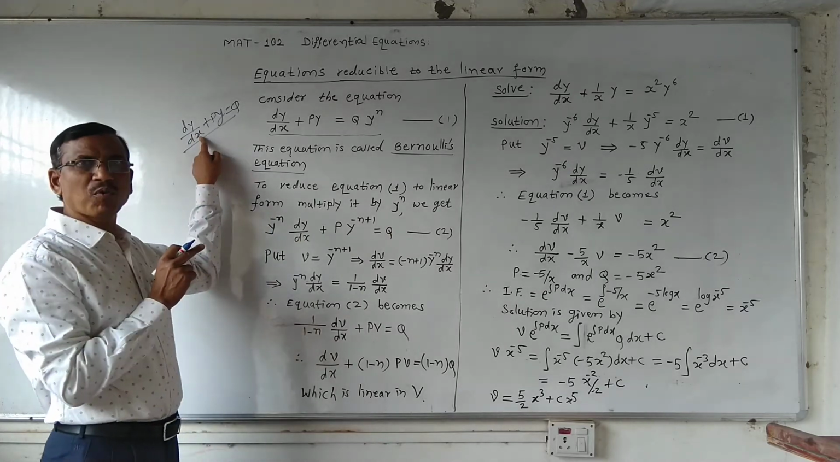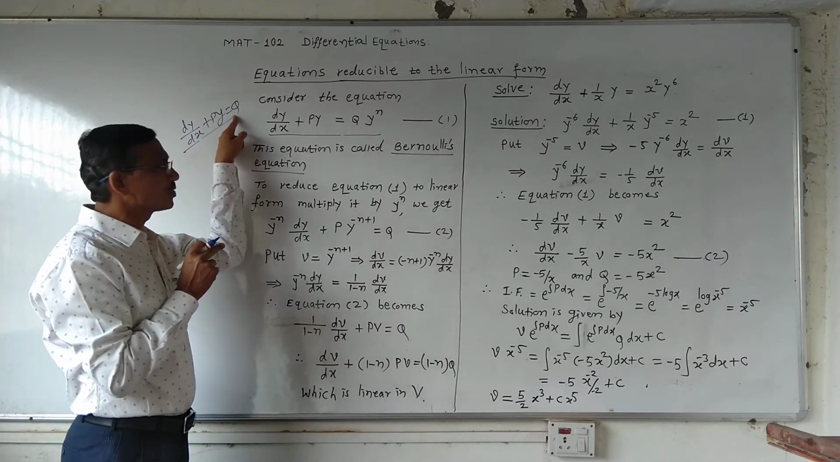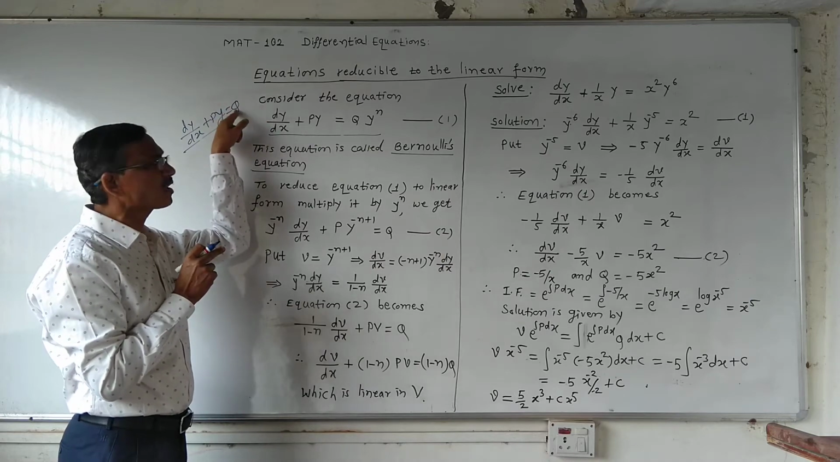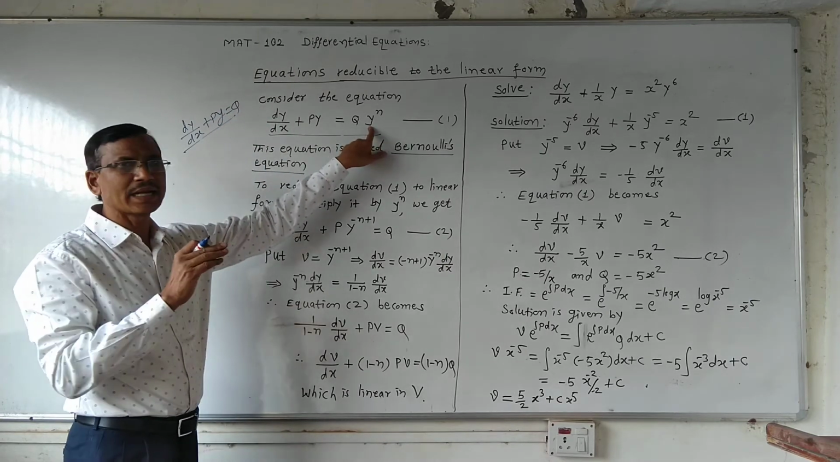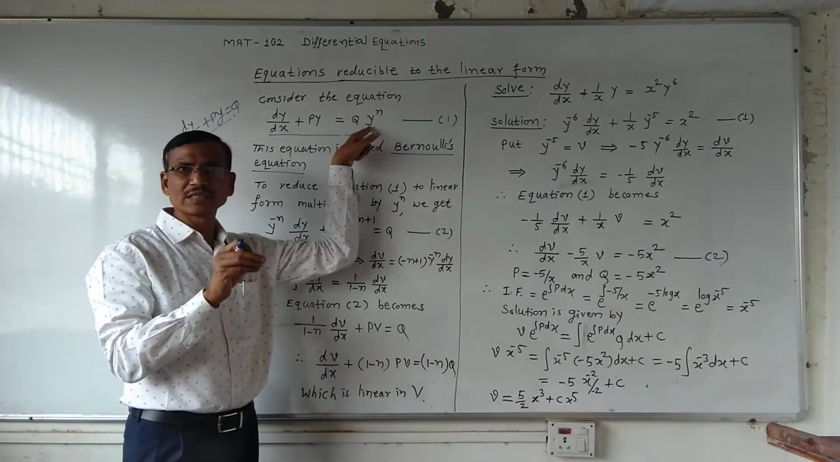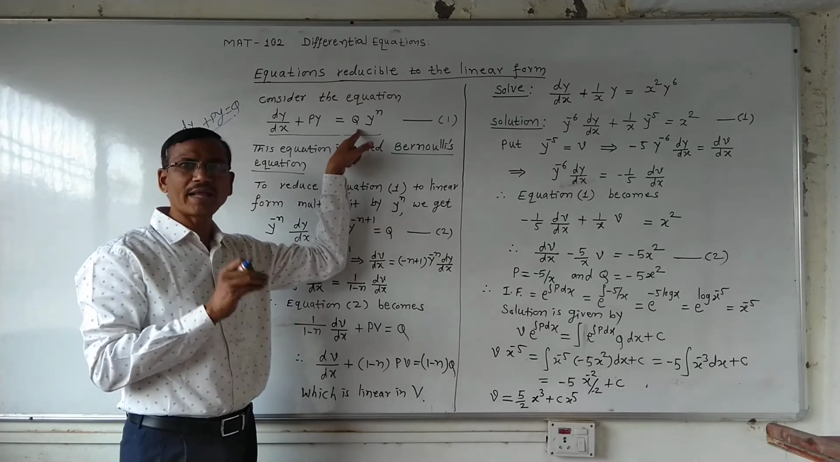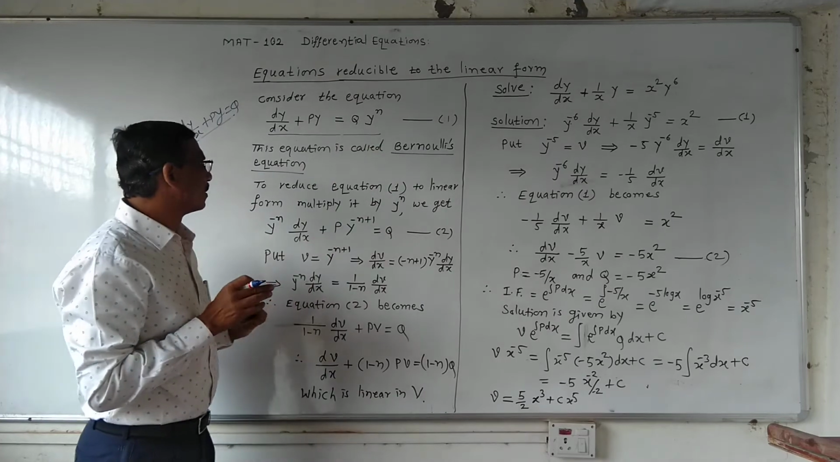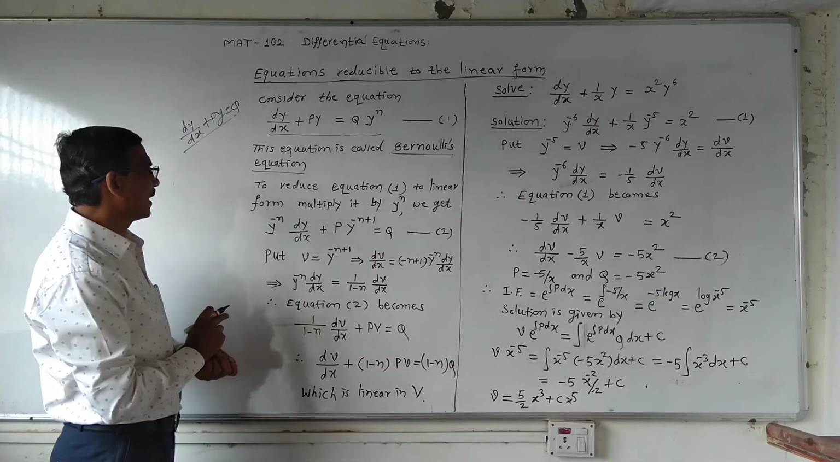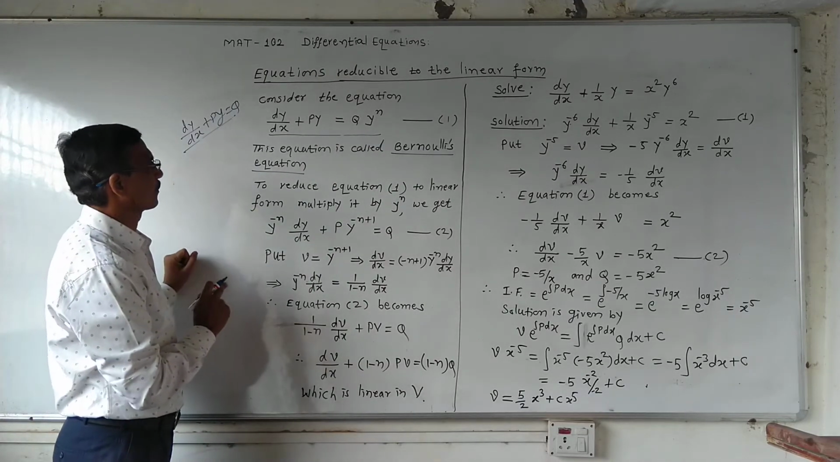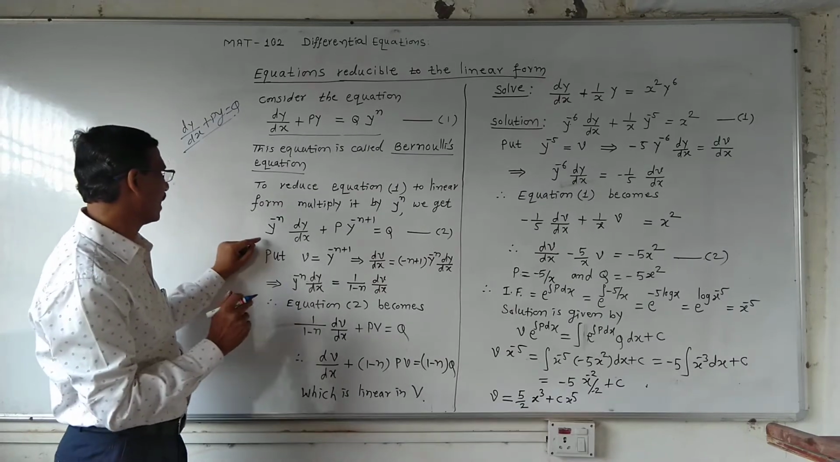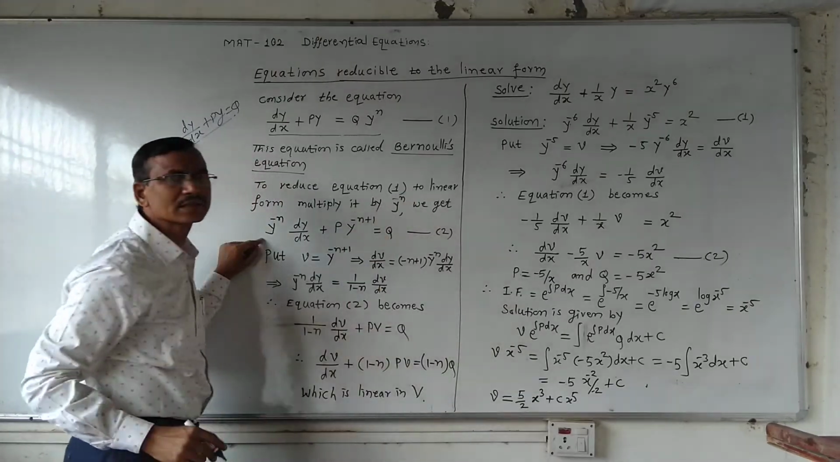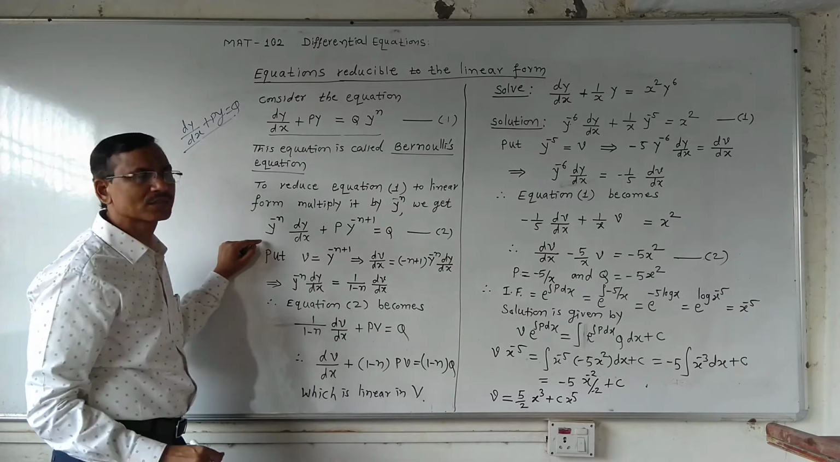Now our linear form is dy by dx plus py is equal to q. There is no multiplier for q. That means on the right side this y raised to n is not wanted. That means we shall divide by y raised to n. Dividing by y raised to n means multiplying by y raised to minus n.